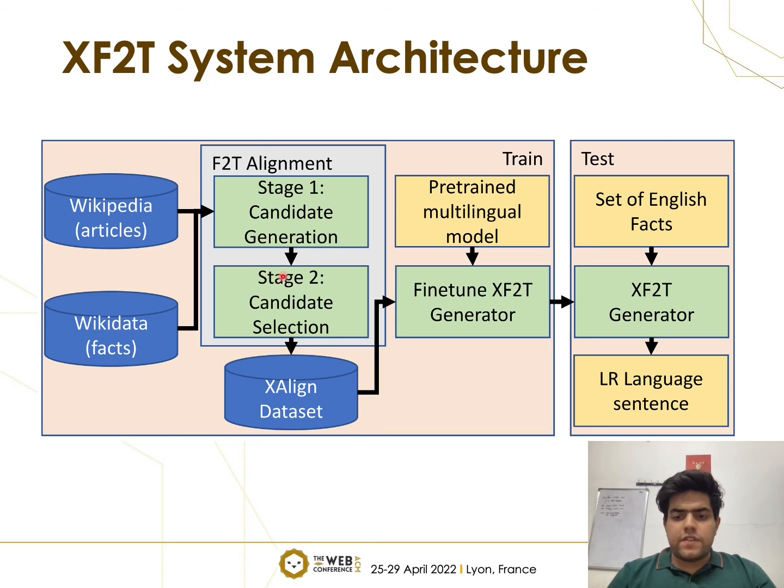The output of the stage 1 aligner, which is basically the top 10 facts for every given sentence, acts as input to the stage 2 aligner. After this, we finally obtain our XAlign dataset. This dataset is then used to fine-tune existing pre-trained multilingual models for the task of cross-lingual fact-to-text generation. Once we have a fine-tuned model, it is used to generate low-resource natural language sentences using our test dataset, which is basically a set of English facts.